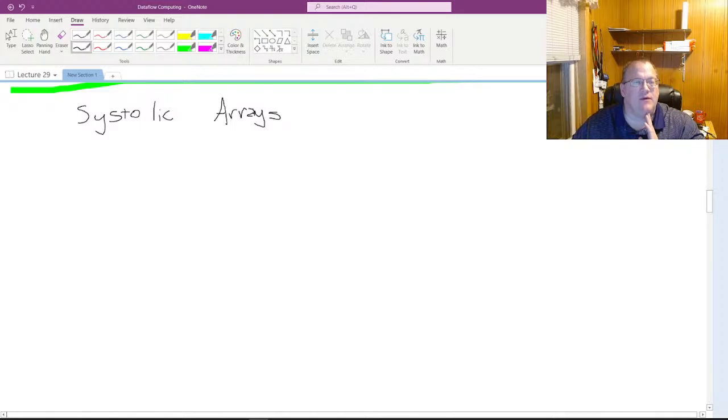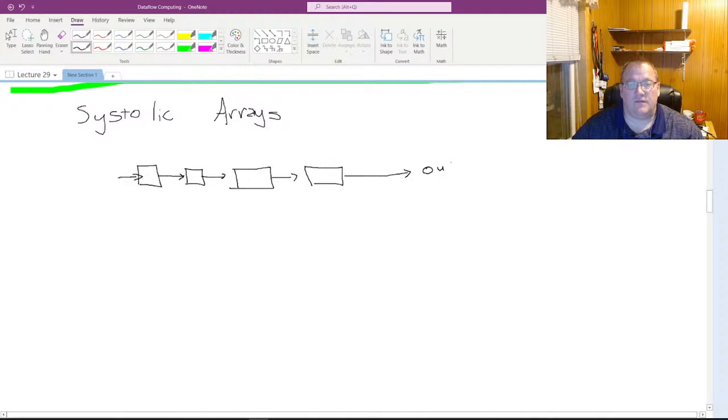So normally what we think about for a systolic array is we have input that comes in here, and then it just goes through all of these processing units in the array, until it gets to the end, and then it outputs that value. And that's a good way to think about it, and there's no decisions to be made, it's just going to chug right along.